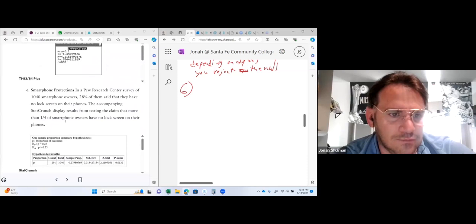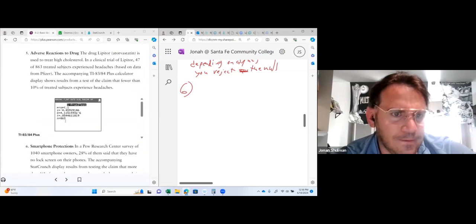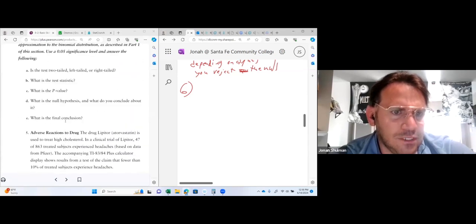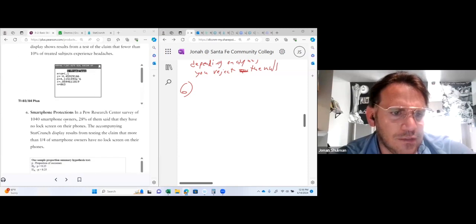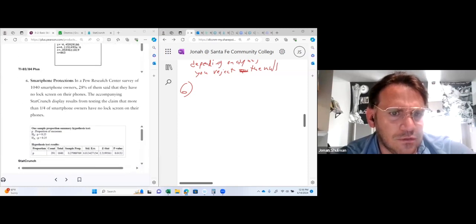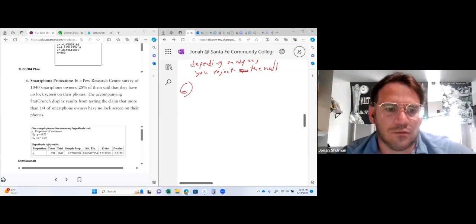Okay, here's 6. Is it two-tailed, left-tailed, or right-tailed? So that's A. So this is what they give us. This is one-tailed because this is not equal to 0.25. So A is one-tailed.